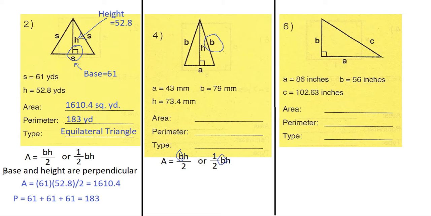So again, we have this over here. I'm just going to underline this relationship, that the base and the height are perpendicular. So we want to look for that 90-degree angle, that right angle, that tells us that here H is going to represent our height and A is going to represent our base.